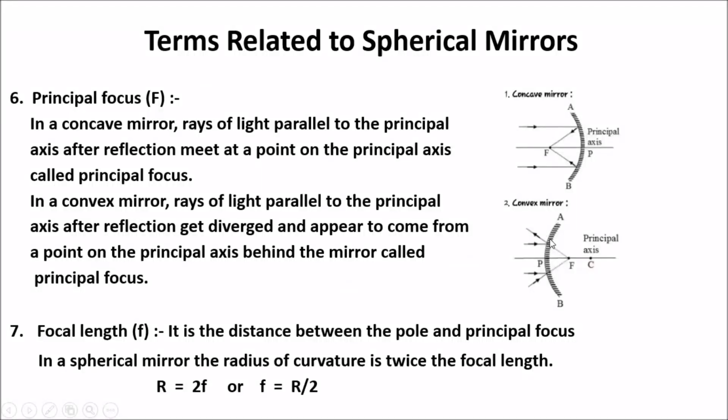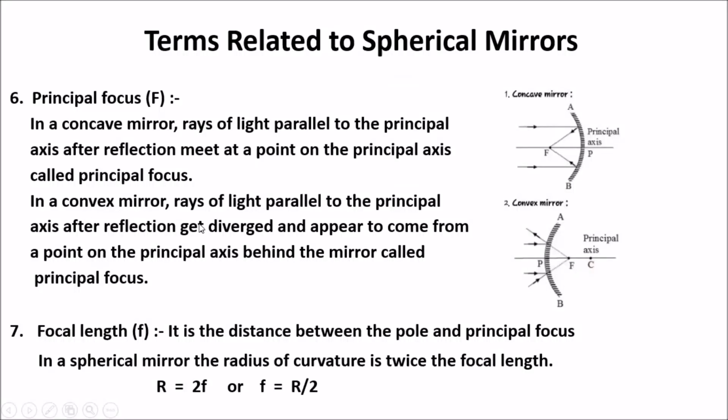In the case of a convex mirror, the rays of light which are parallel, they are not converging, they are diverging, they are going away. We need to understand what we mean by converging and diverging. Converging is coming to a single point. Rays from all the directions are coming to a single point like this here. When we say diverging, rays are going away from a single point.